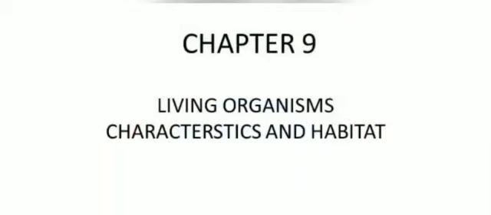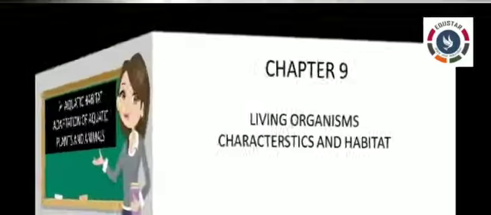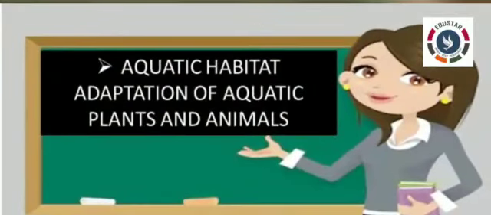We are learning Science Chapter 9, Living Organism Characteristics and Habitat, Part 4. This is the last part in this lesson. Today, I am going to explain about aquatic habitat and its adaptation and living organism characteristics.